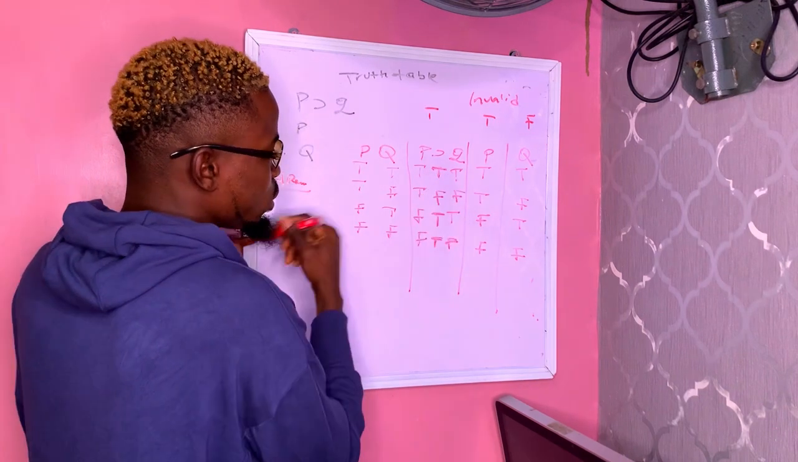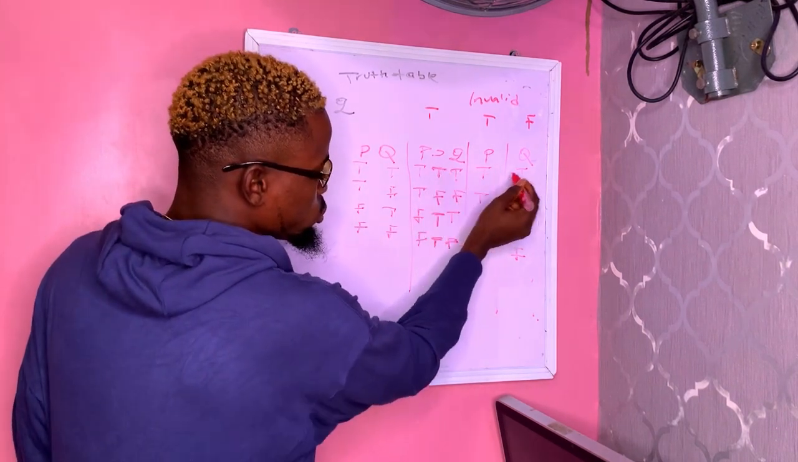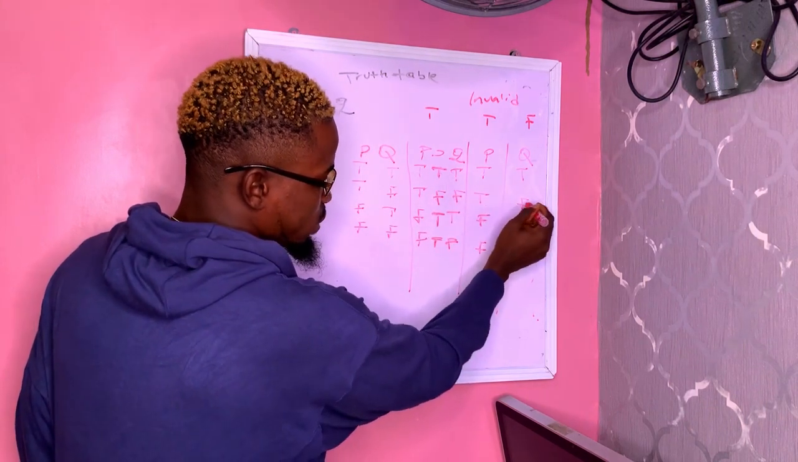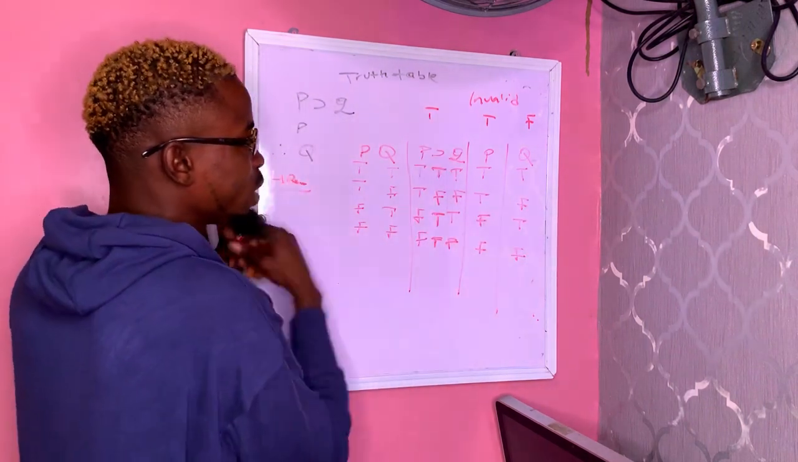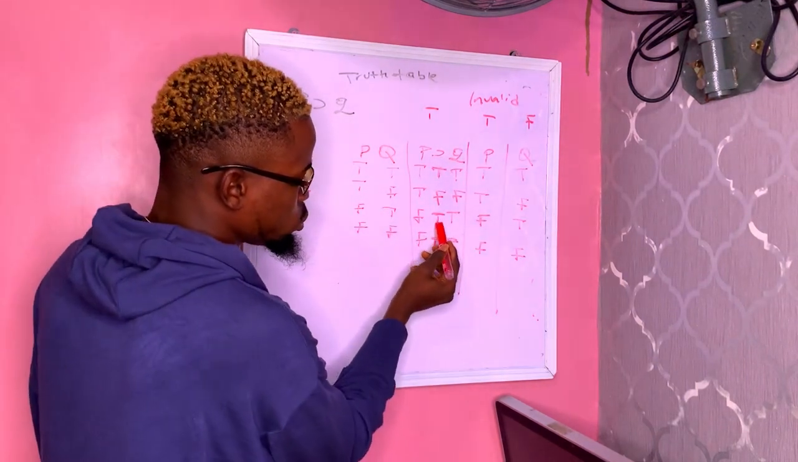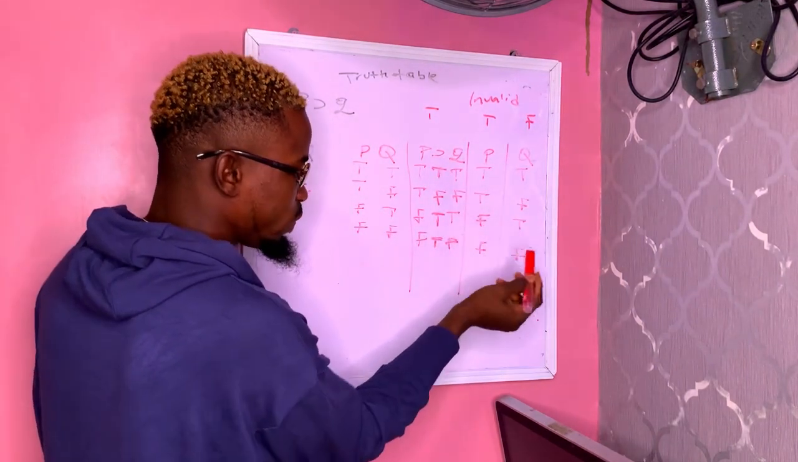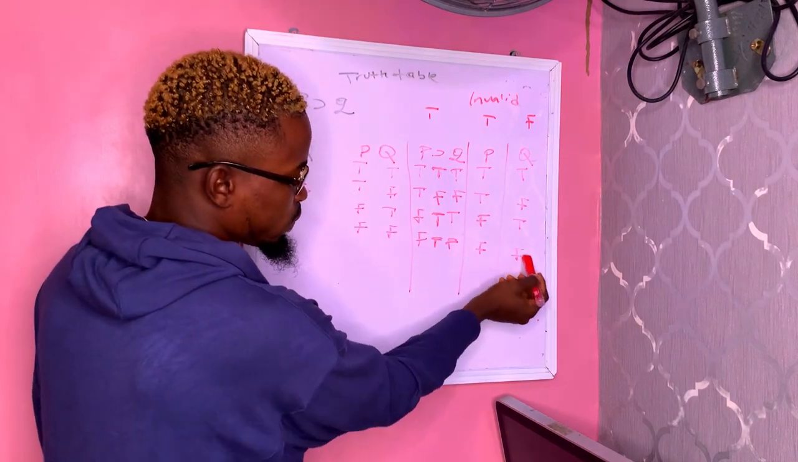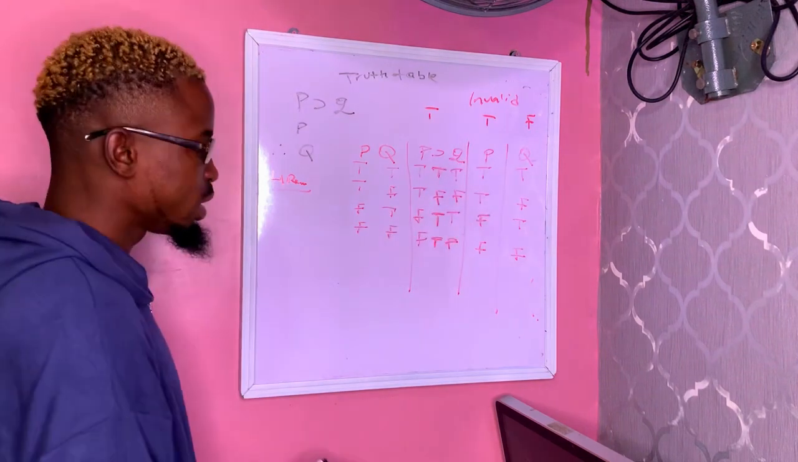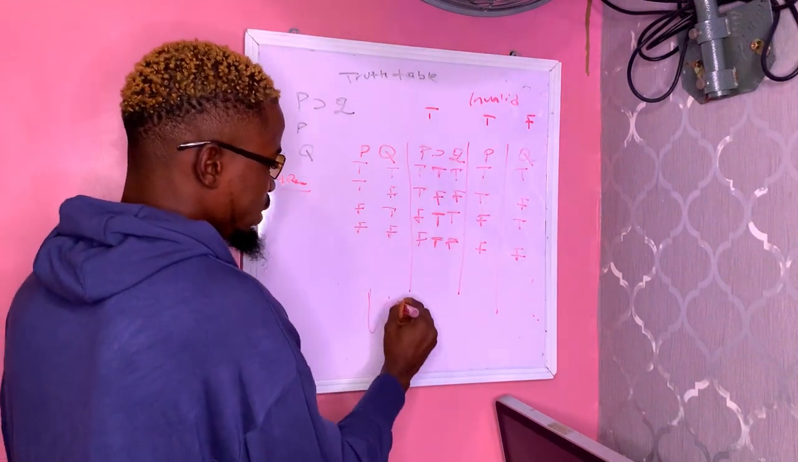So here we have true, true, true. This is valid. False, true, false. This is valid because what we are looking for is true, true, false to have invalid. Then here we have true, false, true, valid. True, false, false, valid. Since there's no place where we have true, true, false in any row, this argument is what? Valid.